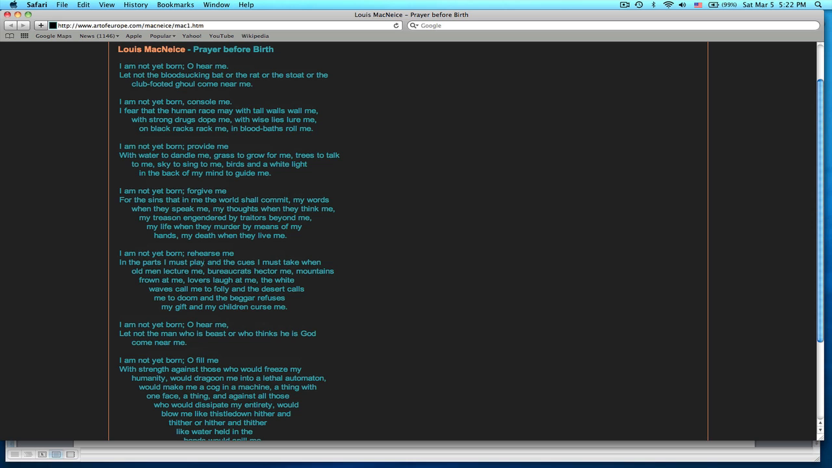So the first thing I'm going to notice, and this is important, is to pay attention to titles. Sometimes titles can give you a clue to what the poem is about. So we know that this is a prayer before birth. Then the first line of the poem tells us that the speaker of the poem is the unborn fetus. That's a little bit unusual, strange, but hey, I'll explore it.